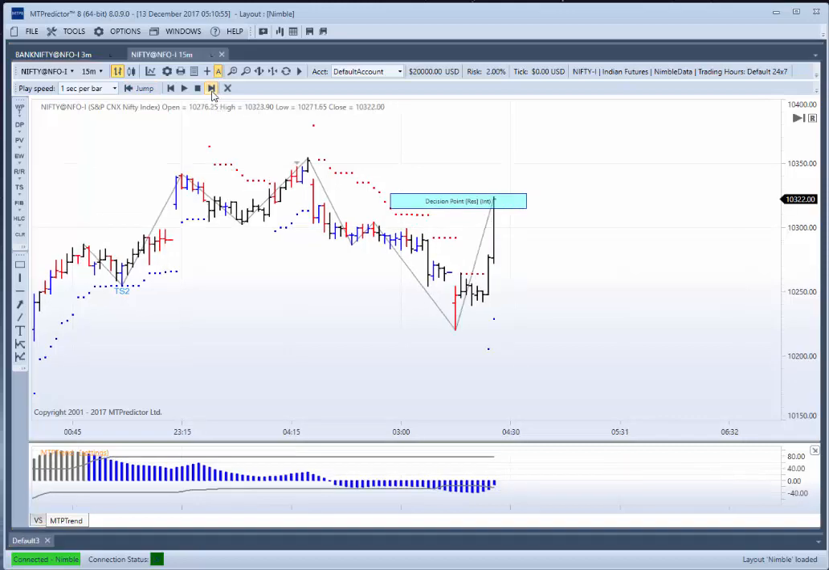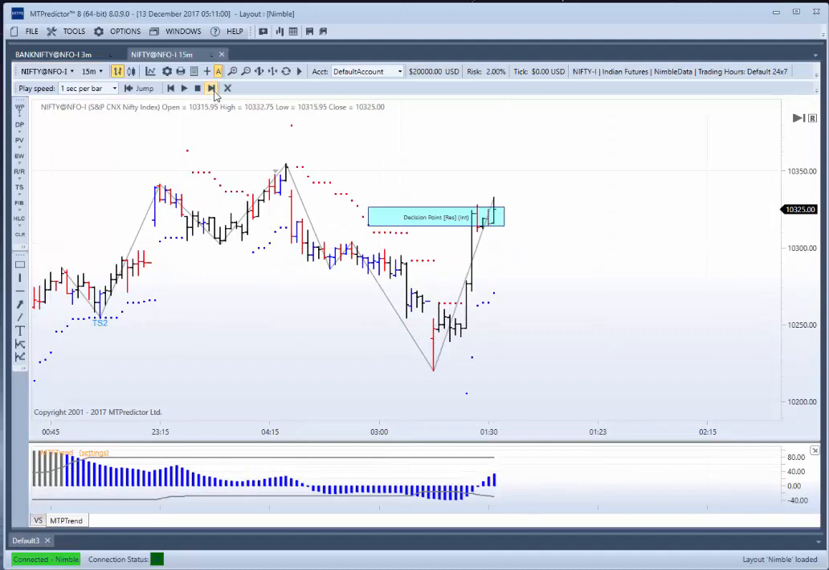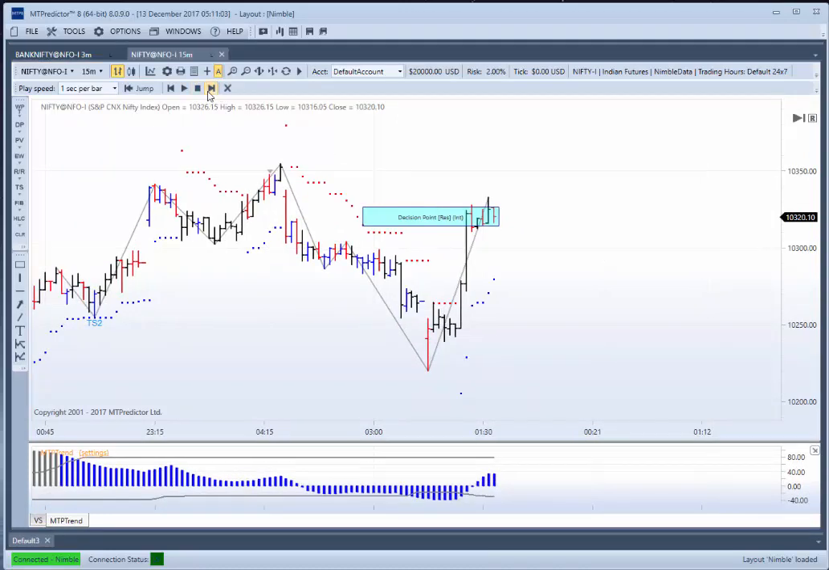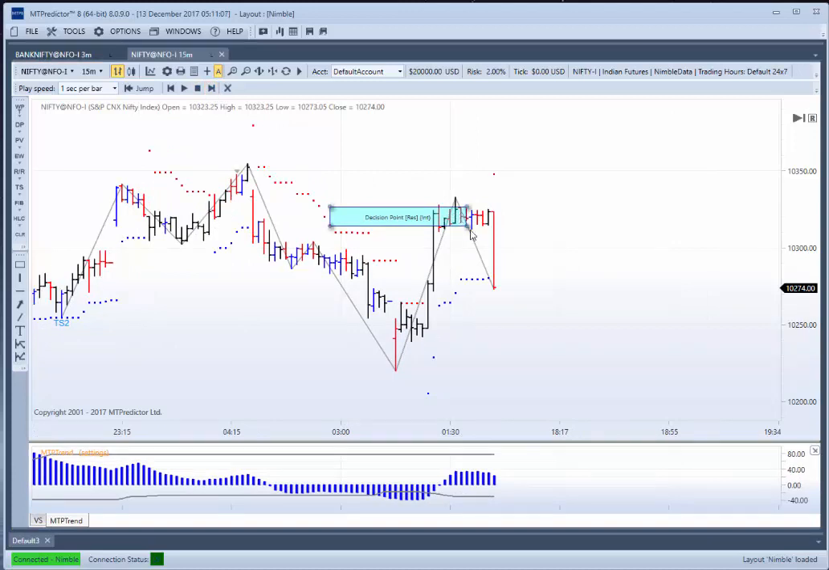Let's see what the market did. It went up into that level. It actually gave us an automatic VS sell. It then went up a bit. It then started to come back down. There we go, it started to come back down. But the important point is that it was basically finding resistance at this level.